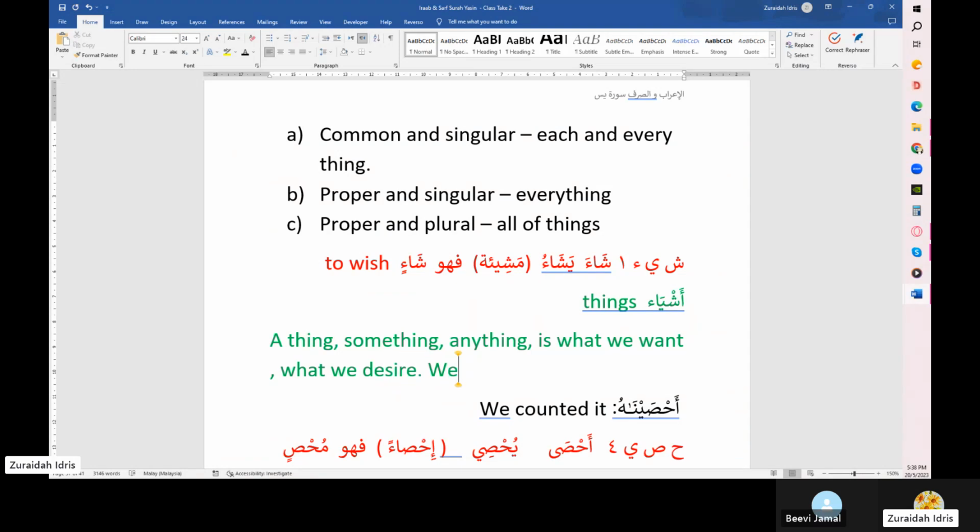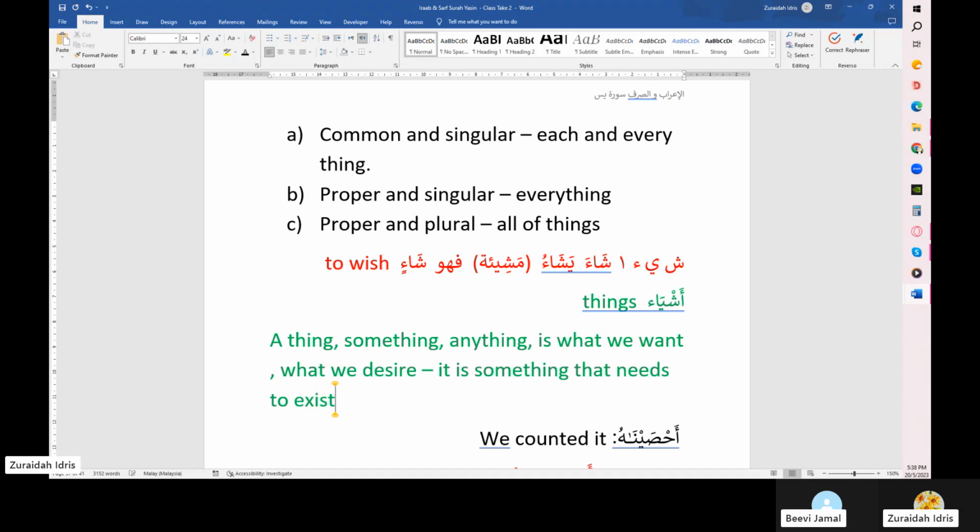Is it what we want? No, it is something that needs to exist. What we want has to be something which is there. Well said. If not, we won't be wishing for it in the first place.